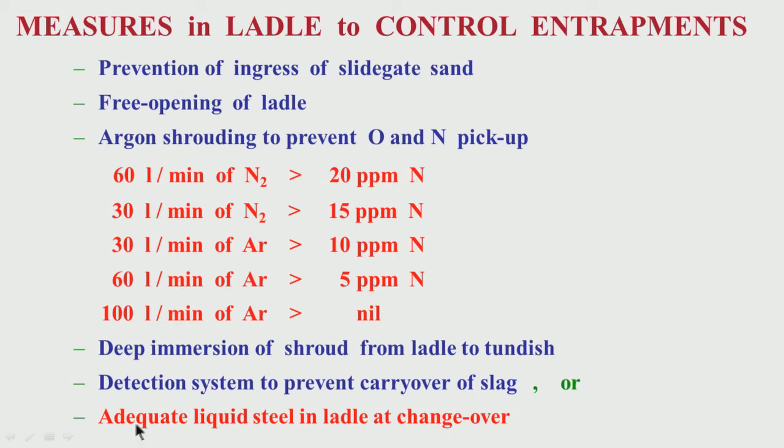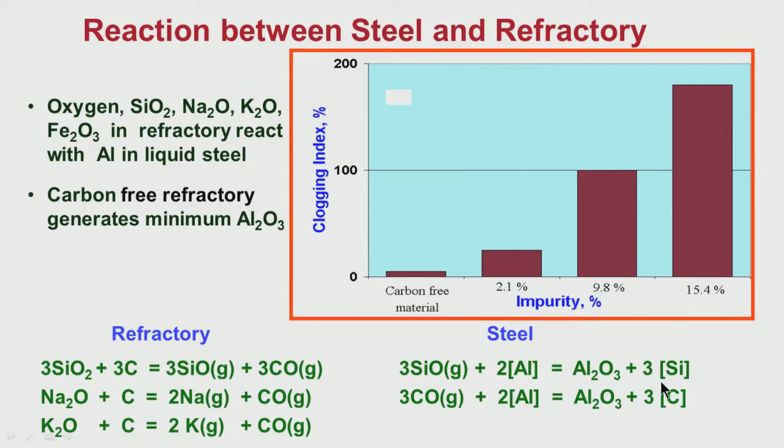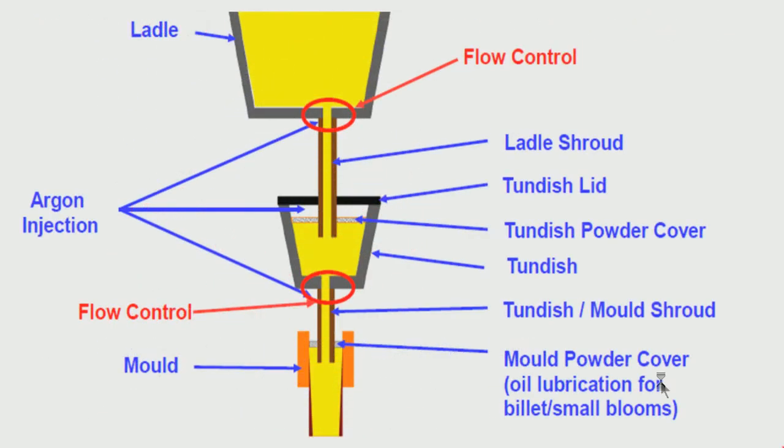So, what do you do? You leave some amount of liquid steel in the ladle at changeover, to be sure the slag does not come into the tundish. Some amount of liquid steel you are wasting, because if there is no detection system, you have to waste some liquid steel at the time of emptying the ladle. On top of that is slag, so the slag cannot come inside the tundish. So, this way the yield of the liquid steel will slightly go down, but the quality will be ensured.